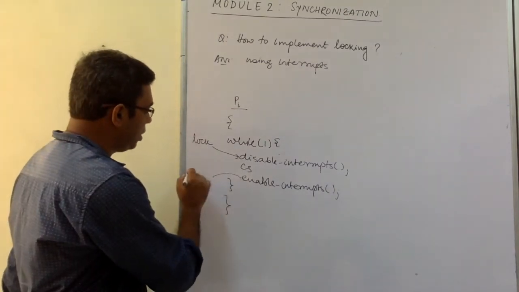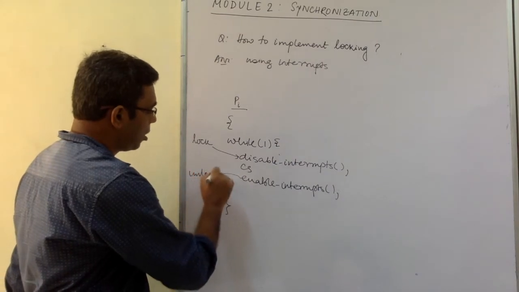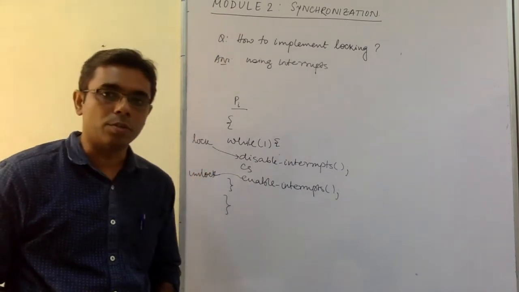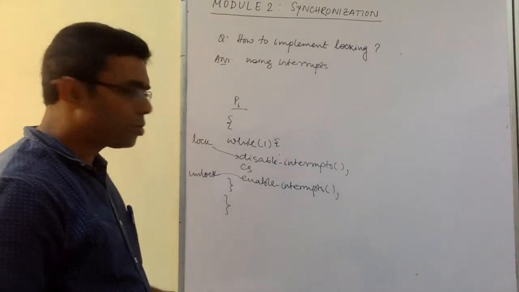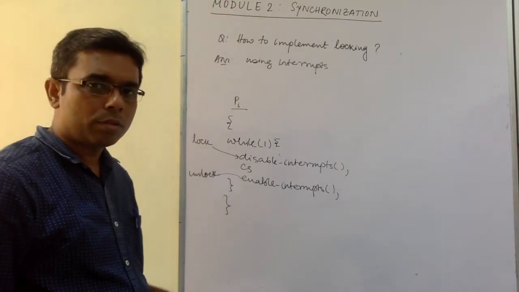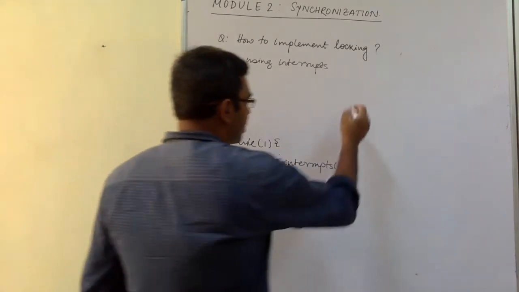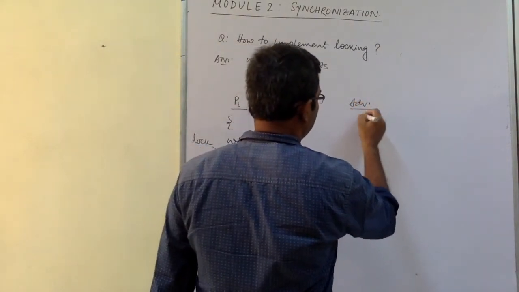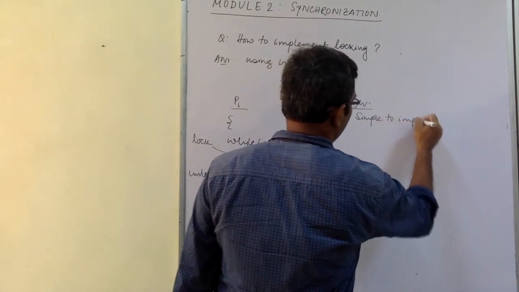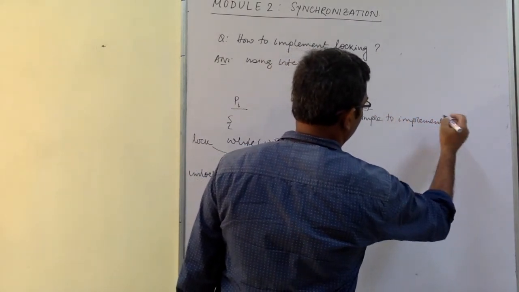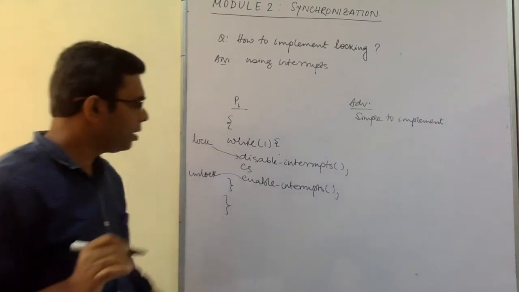So this is the unlock that you are doing. Okay, disabling and enabling interrupts seems to be the easiest way to perform lock. Yes, it is simple to implement because you are making use of already existing instructions.